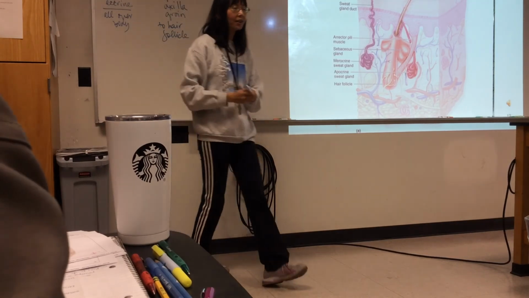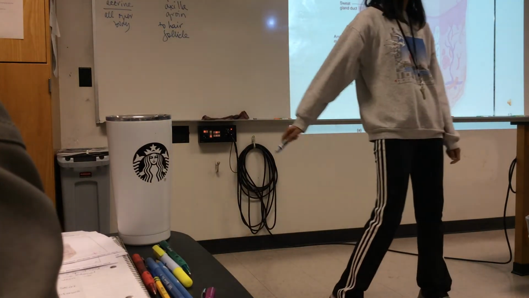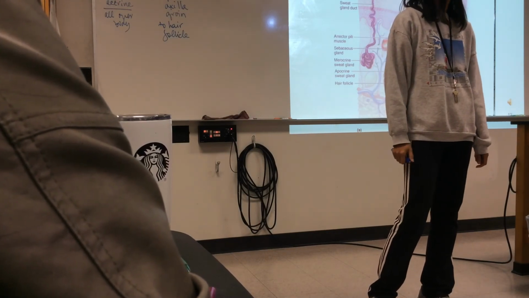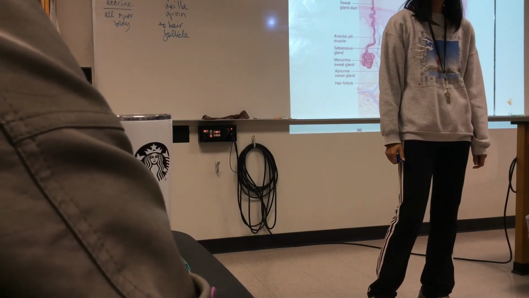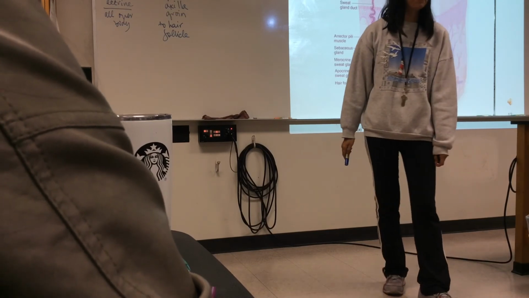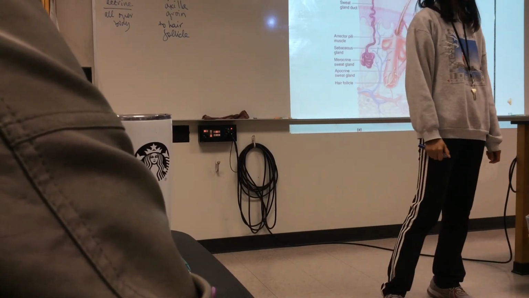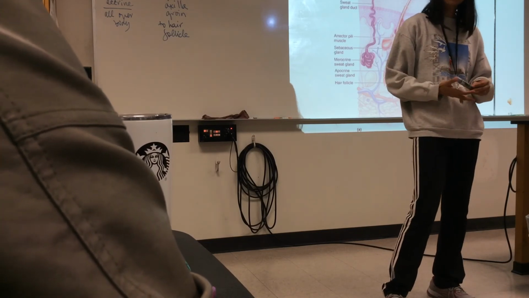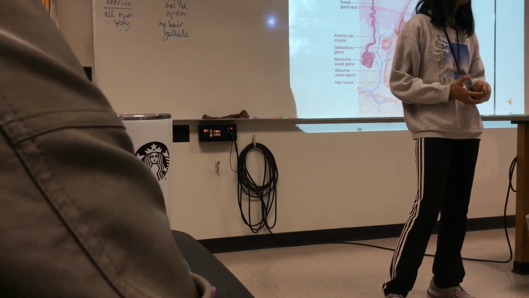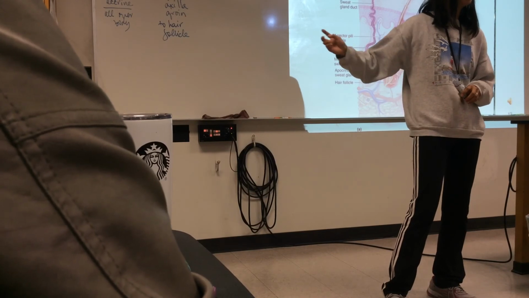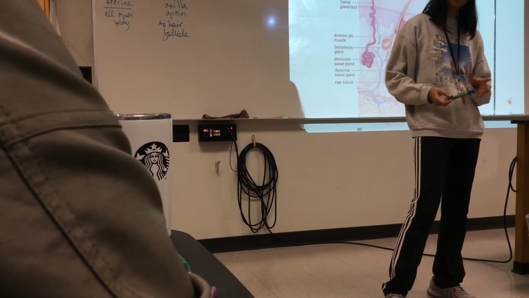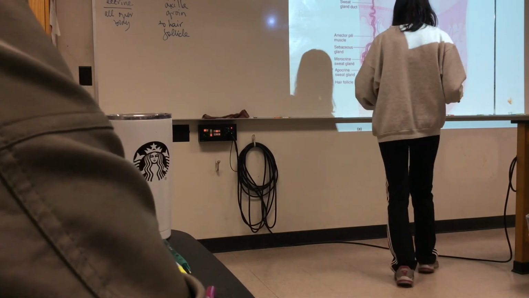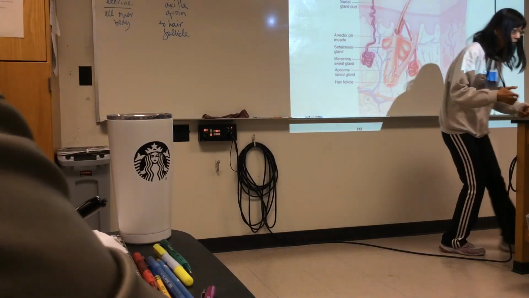So, true or false? We have apocrine sweat glands on your palm. It's false, because we have no hair follicles in the palms, right? So people who have sweaty palms, what's the problem? What kind of gland? Merocrine, right? Sweaty palms, yes? That's the eccrine sweat gland that's overly active.